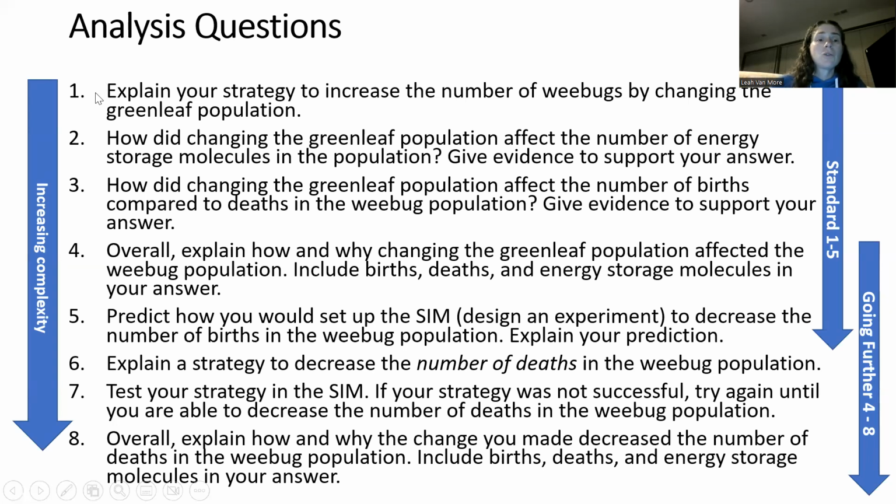And so if you notice, 1 through 4 are really structuring out what was your strategy to increase the wee bugs? How did changing the green leaf population affect the number of energy storage molecules? How did changing the green leaf population affect the number of births?